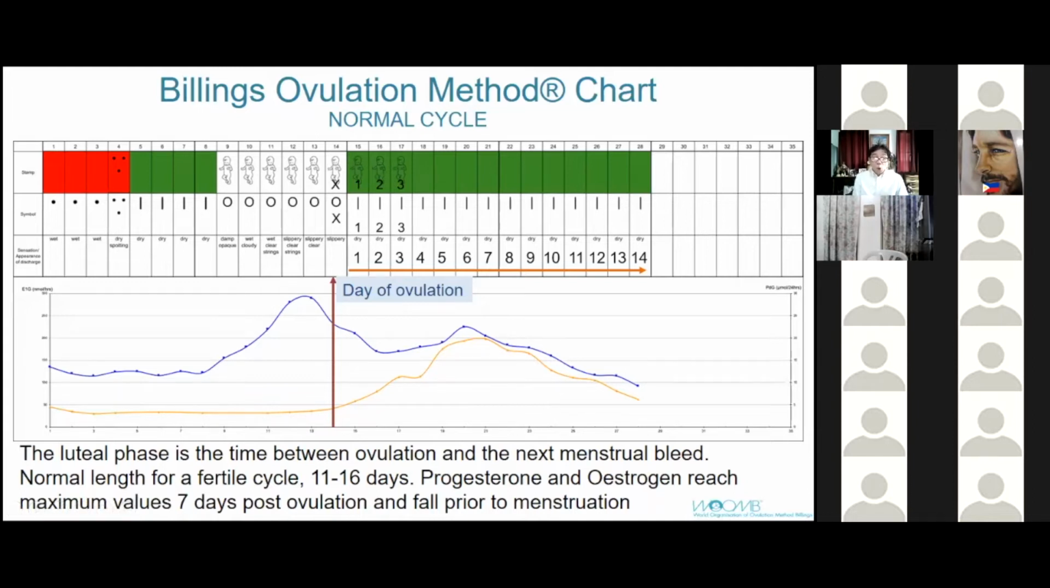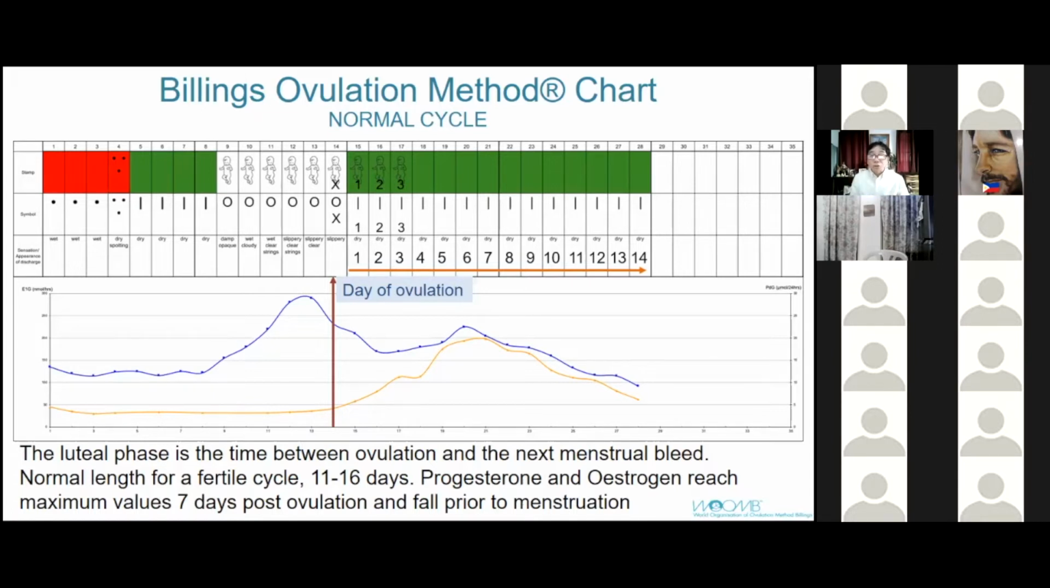Estrogen is low during the days of BIP. It begins to rise when mucus starts to appear, and it will continue to rise as mucus develops into wet, ending with a slippery sensation. The highest amount of estrogen, look at the blue line, is happening before the day of ovulation. So 13 has the highest amount of estrogen because 14 is the day of ovulation.